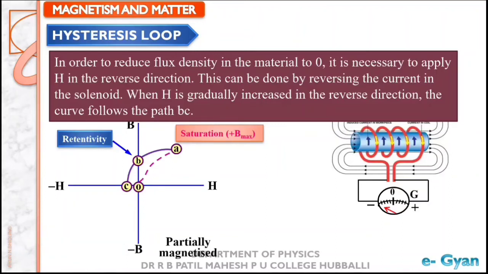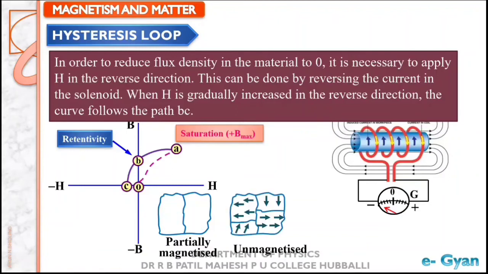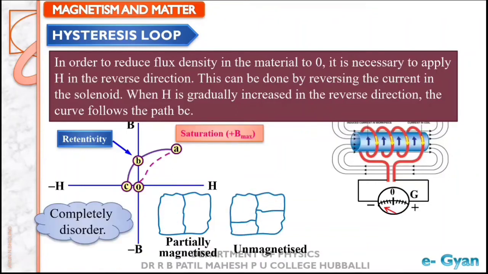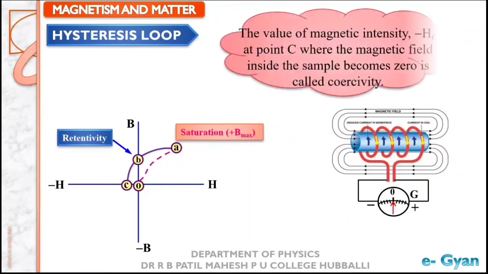So here, the point B is a partially magnetized state. When we saw it, it was in this direction. Soon after this, it totally got unmagnetized. So this is a completely disordered state. After this, the value of magnetic intensity, minus H at point C, where the magnetic field inside the sample becomes 0, we call this point the coercivity. So coercivity is this point. At this point we observe coercivity.